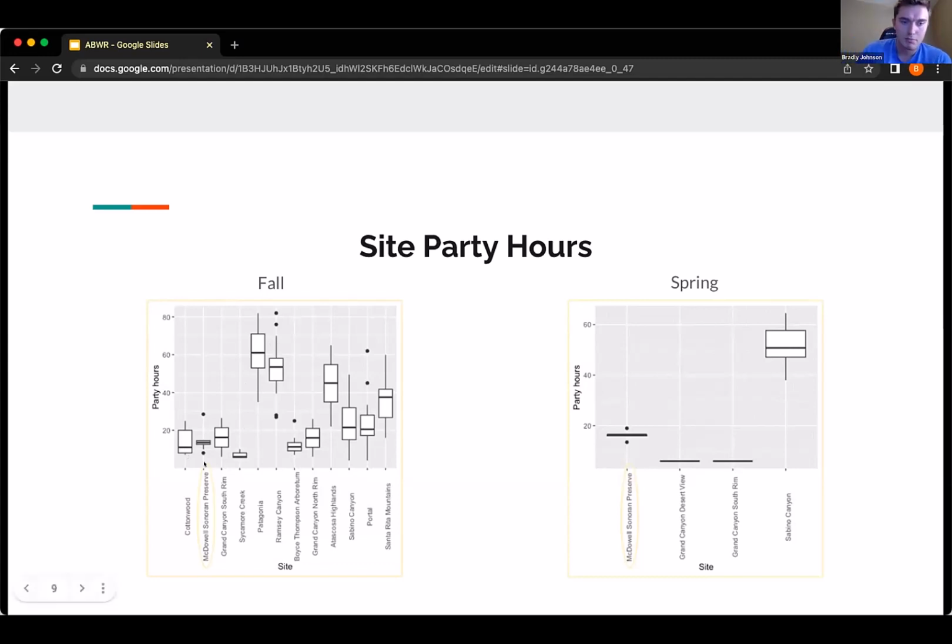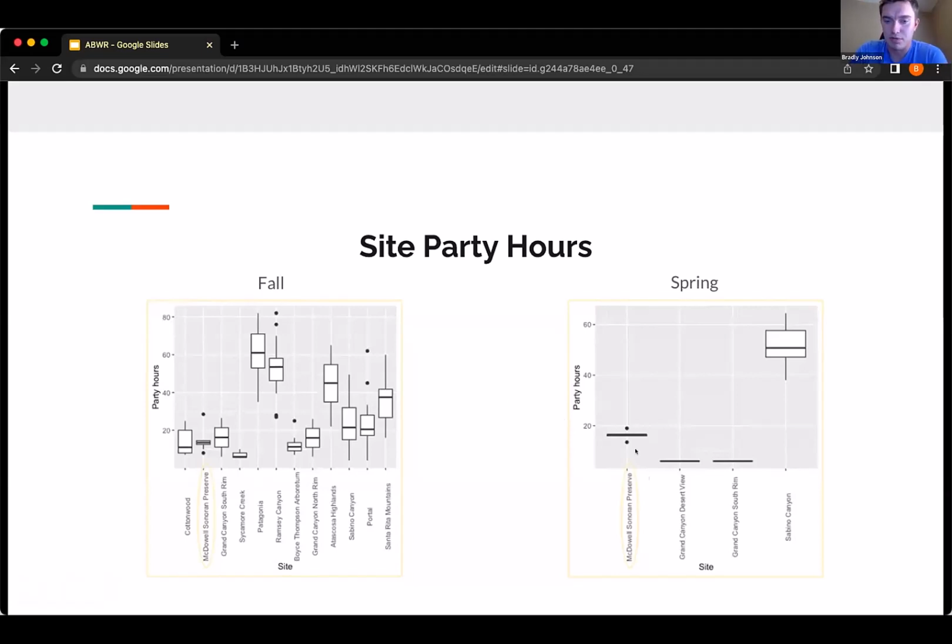As you can see, the preserve has a very small box and no whisker, which indicates that they're very particular with their party hours. So they probably are around 15, 16 hours every time they go out. Whereas you have sites like Patagonia that can vary anywhere from 55 to 70 party hours.